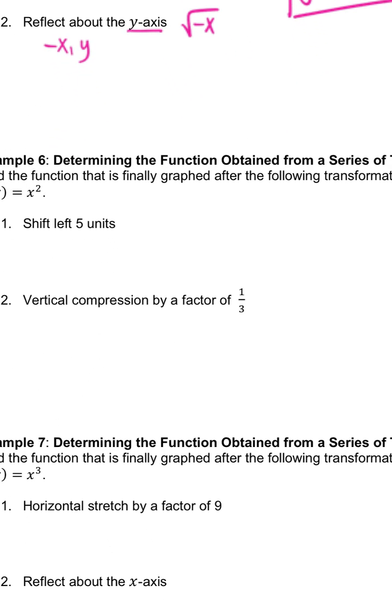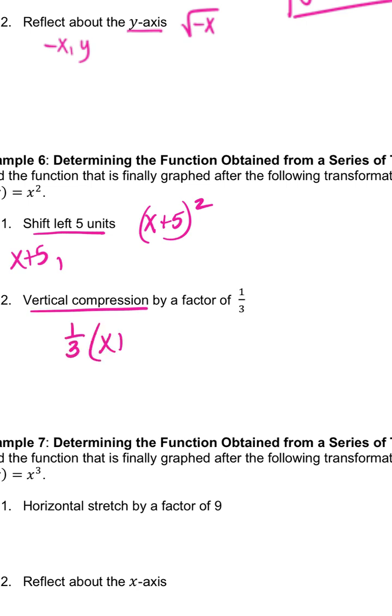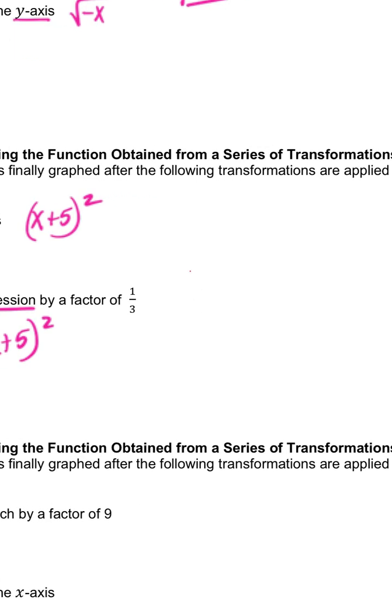All right, so here we go. We got x squared, and we're going to shift left. So if we're shifting left, that means you're adding 5 because minus a negative. So this is going to be x plus 5 squared. And we have a vertical compression by a factor of 1/3. So vertical means it's outside the parentheses, so you don't have to worry about the 1 over a, because it only applies to horizontal. So our final statement is 1/3 times x plus 5 squared.